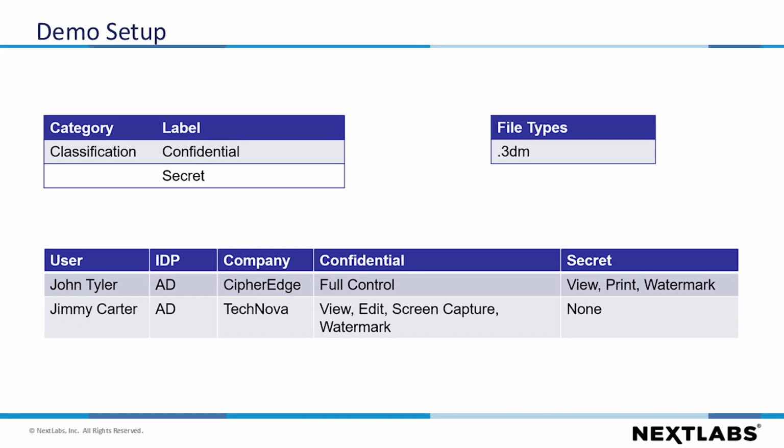Demo setup. In this demo, we set the classification category with confidential and secret labels. We configure the following policies for this demo. John Tyler from CipherEdge has full control on confidential data. John Tyler from CipherEdge has view, print, watermark on secret data. Jimmy Carter from Technova has view, edit, screen capture, watermark on confidential data. We use Revit file types .3DM in the demo.